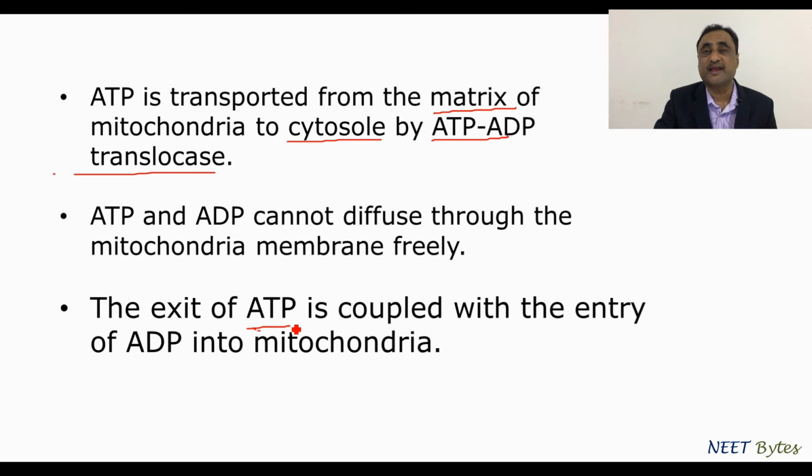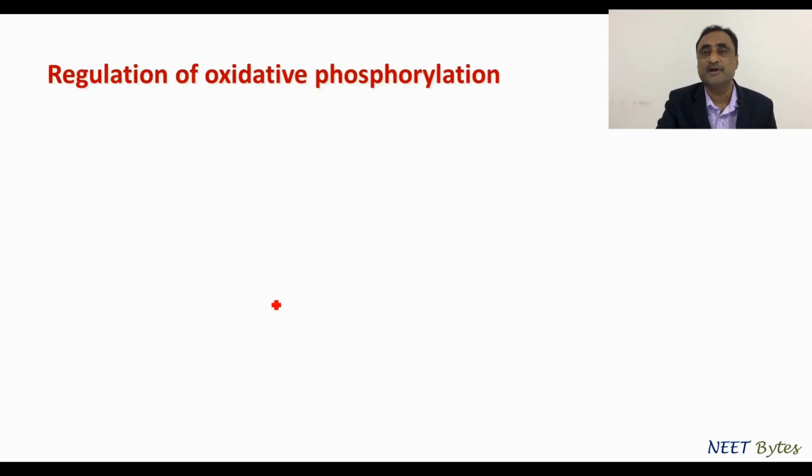So what happens? ATP and ADP cannot freely diffuse in the mitochondria. Both are linked. So the exit of ATP is coupled with the entry of ADP, because ADP is required so that further ATP can be formed. So that's why, with the help of translocase, when ATP goes out, ADP comes in. So this is how the balance between ADP and ATP is maintained within the mitochondria, right?